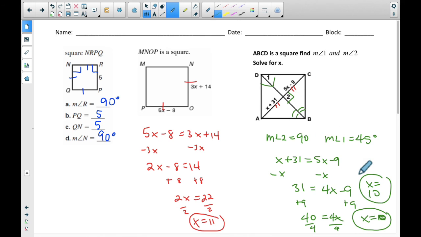X is 10. Okay, that is what we need to know about squares, rhombuses, and rectangles, and we will work on that in class next time.